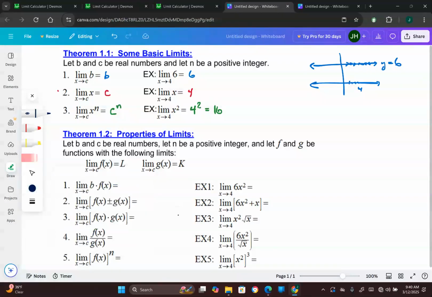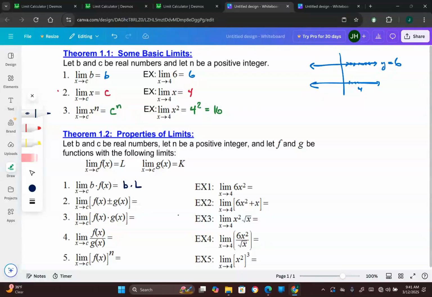Now, down at the bottom of the screen here, we're going to let b and c be real numbers again. We're going to let n be a positive integer. And we're going to let f and g be functions where the limit of f is actually L. And the limit of g as x approaches c, all of these are going to be x approaches c on the left. All of these are going to be x approaches 4 on the right, just for these problems here. The limit as x approaches c of g of x would be k. So what happens when you take a constant times a function? Well, what you do is you take a constant times the limit of f of x, which would be L.